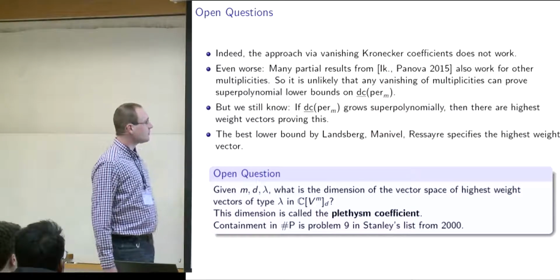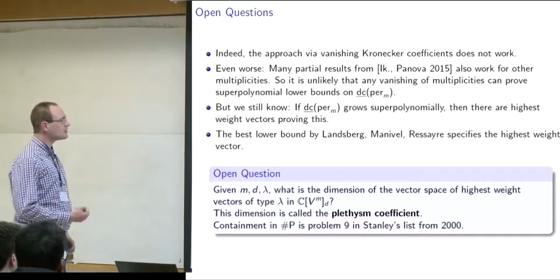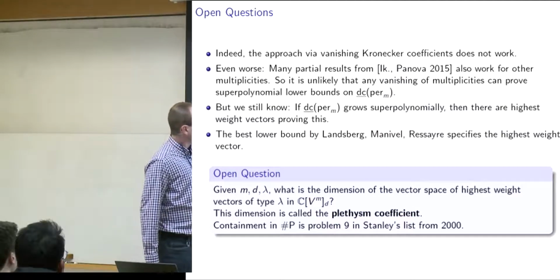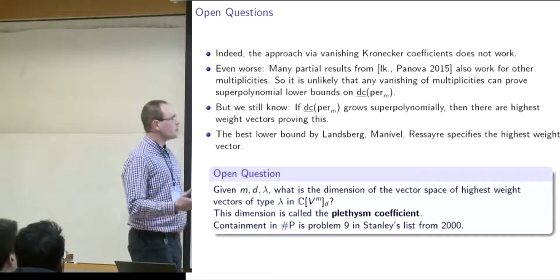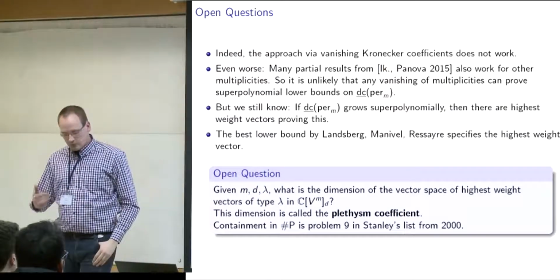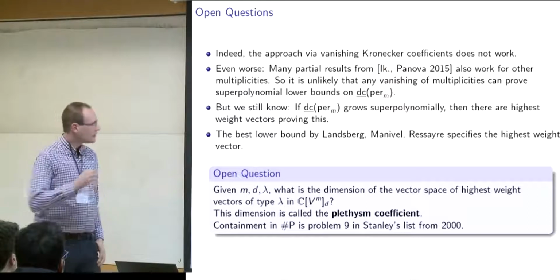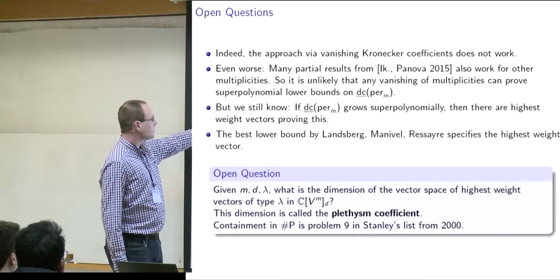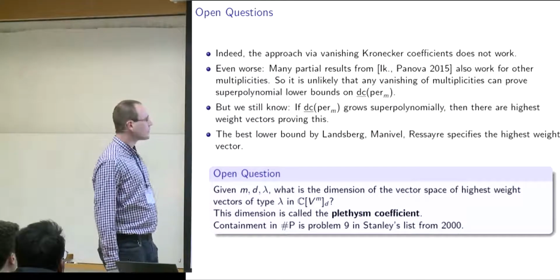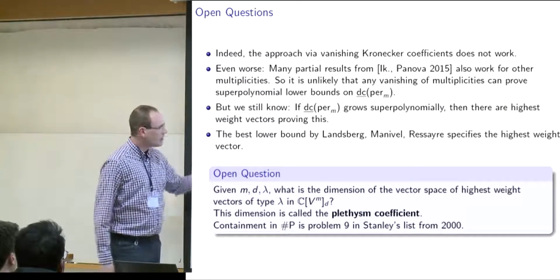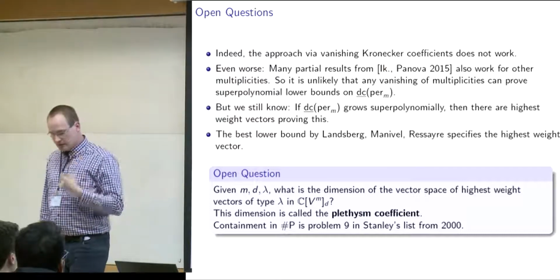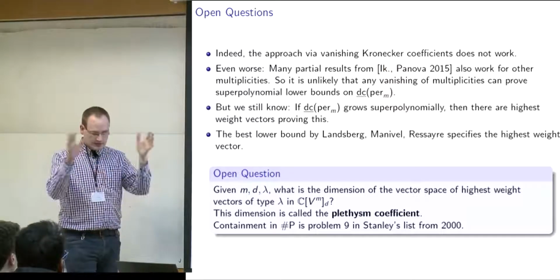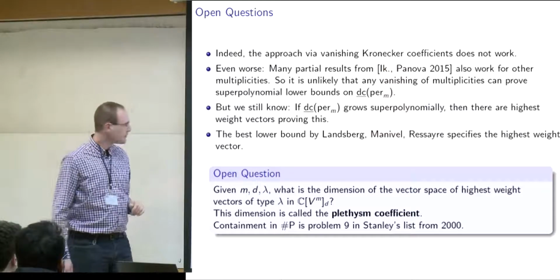But let me rephrase, because maybe this sounds too negative. We know, let me say this again, that if there is a lower bound, so if this grows superpolynomially, then there are highest weight vectors that prove that. And they have a type lambda, and you can write them down. They do exactly what you think. So these are precisely the things that give you lower bounds, right? And in the best lower bound by Landsberg, Manivel, and Ressayre, they specify precisely not only the lambda, but the highest weight vector, right? So they actually write down, this is lambda, this is the type. They actually have this in their paper.